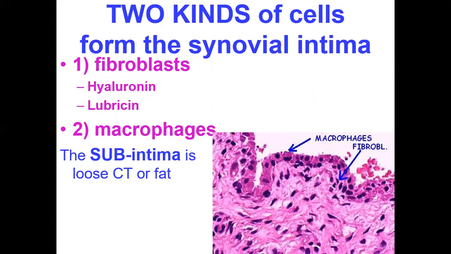So there are two kinds of cells which form the synovial intima, fibroblasts and macrophages. And subintima is the loose connective tissue or fat. So these are the macrophages and fibroblasts. This is loose connective tissue. This is synovial intima.